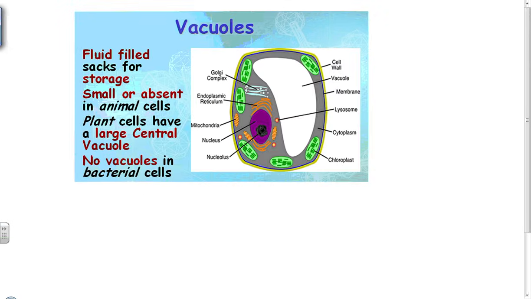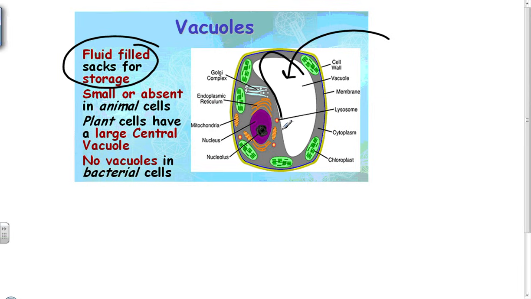Key organelles that you have to be able to write down on your sheet. One is a vacuole. The purpose of a vacuole is for storage. Plants have a very large vacuole. If you notice here, this area right here is a central vacuole where plants typically will store water. There are no vacuoles in bacteria cells, but there are small, tiny vacuoles in animal cells.